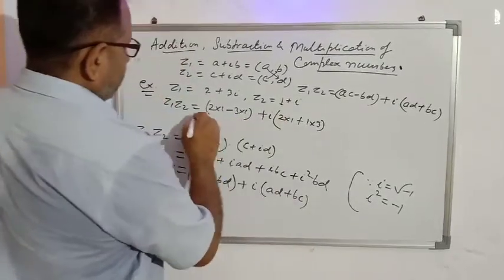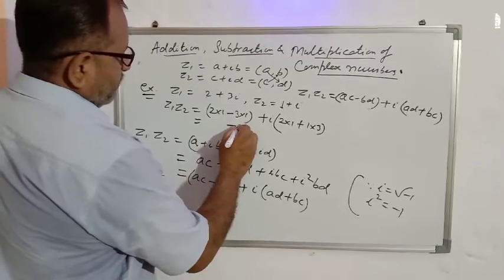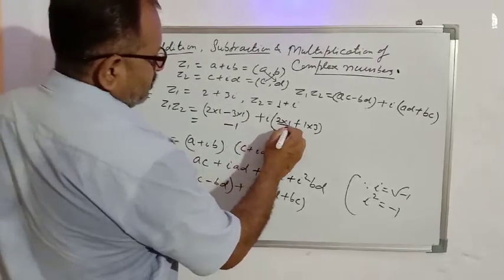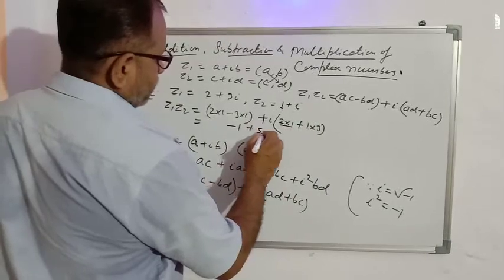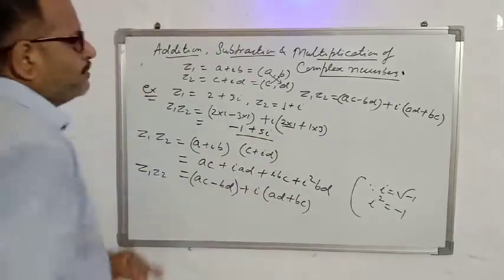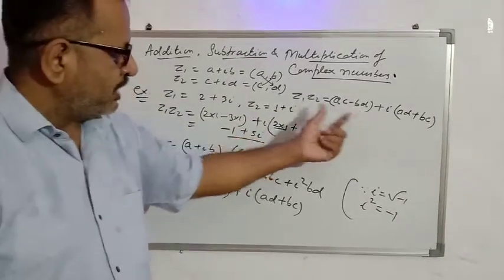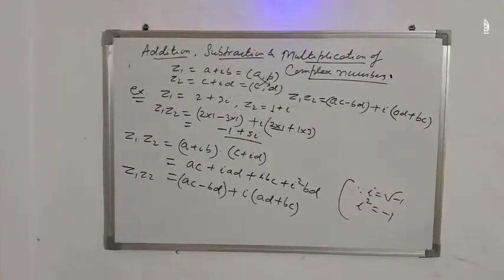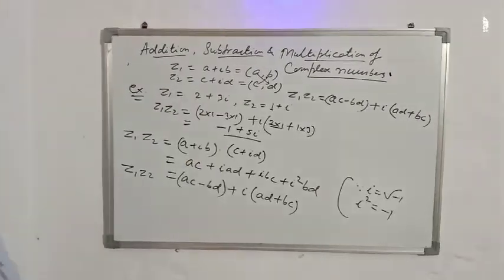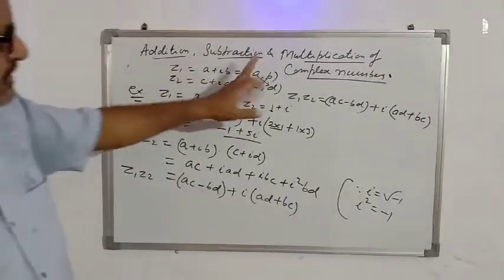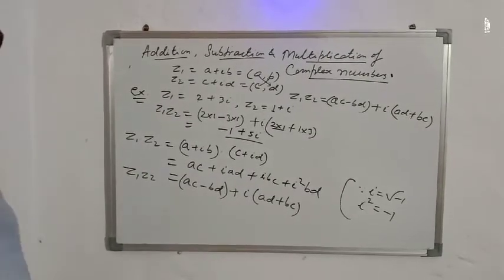i. So 2 into 1 is 2, minus 3 into 1 gives 2 minus 3, which is minus 1. And 2 into 1 is 2, 1 into 3 is 3, 3 plus 2 is 5, 5i. This is the product. So we will use this formula to find the product, or directly you can multiply to find the product. So this is the addition, subtraction and multiplication of complex numbers.